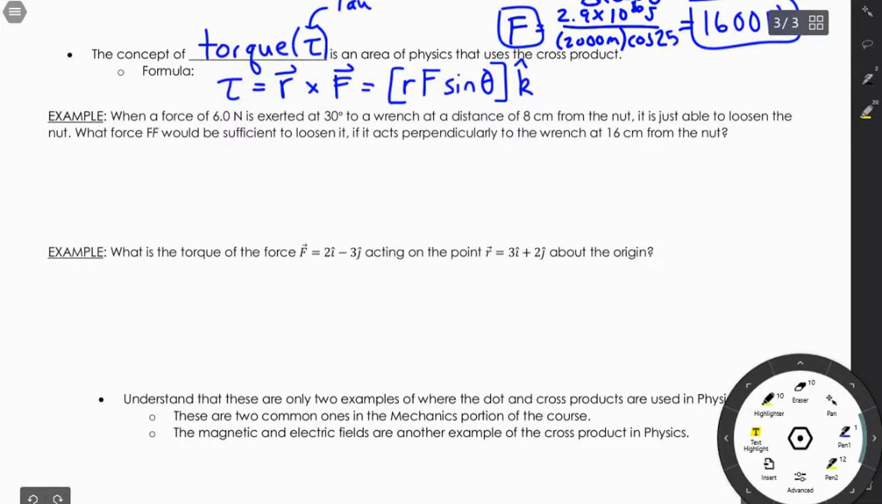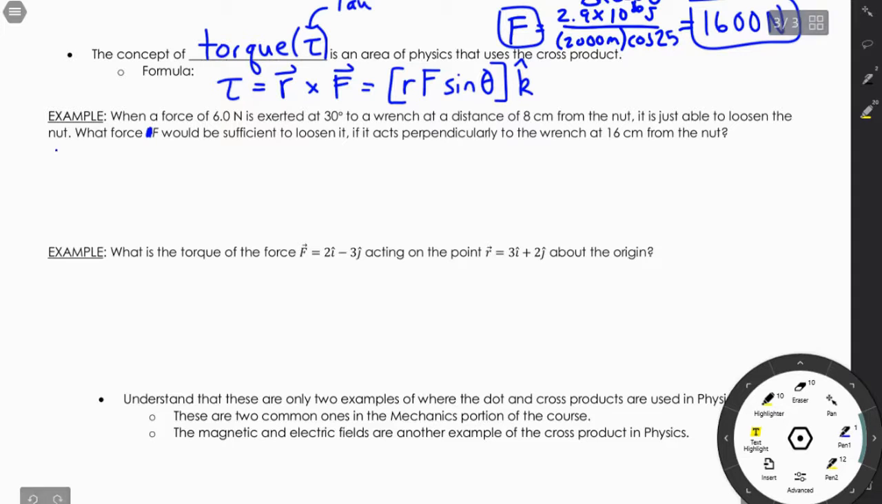So here we have a force of 6 newtons exerted at 30 degrees to a wrench at a distance of 8 centimeters from the nut. It is just able to loosen the nut. What force, F, would be sufficient to loosen it if it acts perpendicular to the wrench at 16 centimeters from the nut?